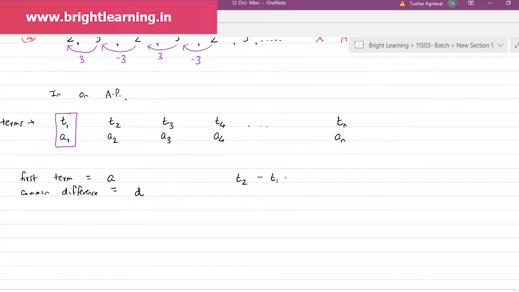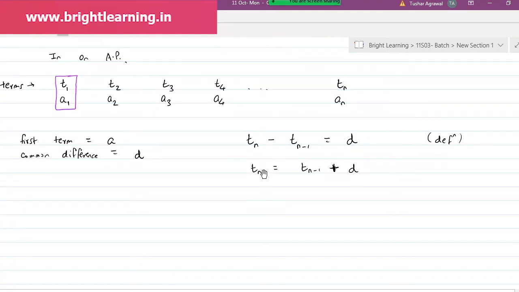T2 minus T1, or let's say Tn, the nth term minus the previous term, is equal to the common difference. This is the definition itself: a term minus its previous term. I can also read it another way: previous term plus D, it's one and the same thing. Tn minus T(n-1) is equal to D. So Tn equals the previous term plus D.